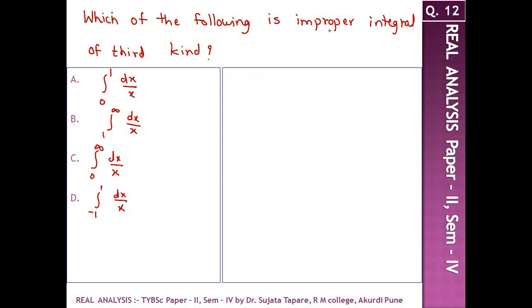Which of the following is an improper integral of the third kind? An integral is of the third kind if one of the limits is infinite and the function is unbounded. So here there are two options where the limit is infinite and 1 upon x is unbounded at x equal to 0. So this cannot be, and this is the correct option. So the answer is C.